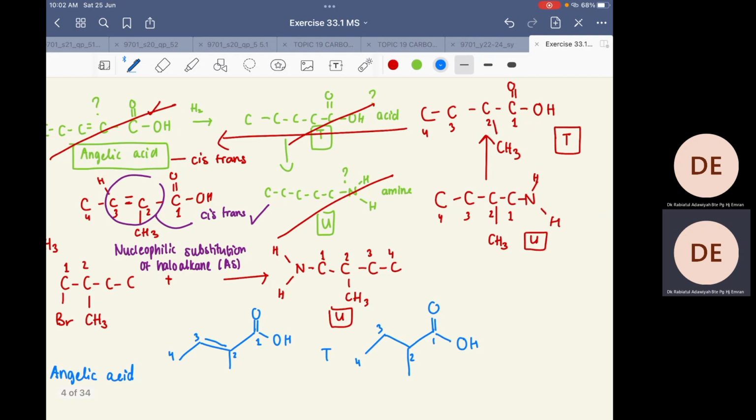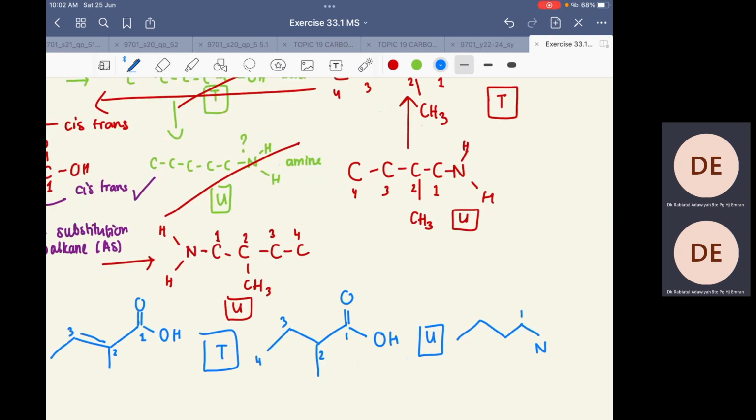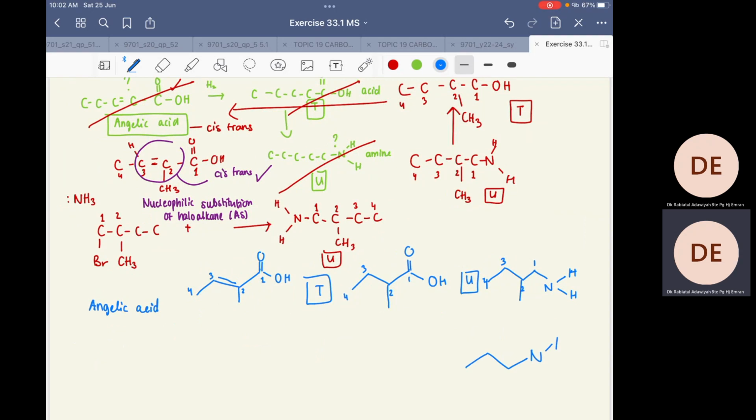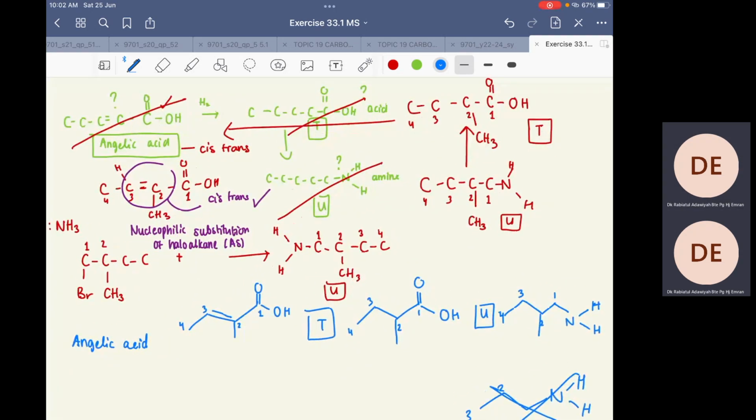And for U, it is also similar, but this time there is NH2. So 1, 2, 3, 4, NH2. Be careful, you must count 1, 2, 3, 4, and on carbon number 2, there's a methyl group. So don't do this, because that only has 1, 2, 3 carbons, and that is wrong. So numbering your carbon is beneficial. You will not lose anything if you number your carbons. You may think that will slow you down, but at least it will make sure you get the right structure.